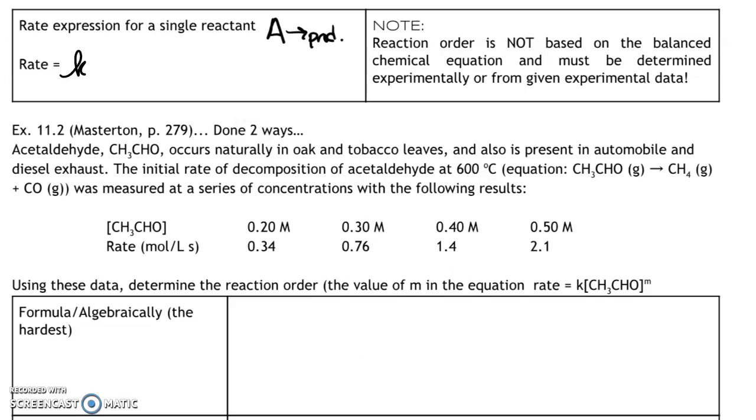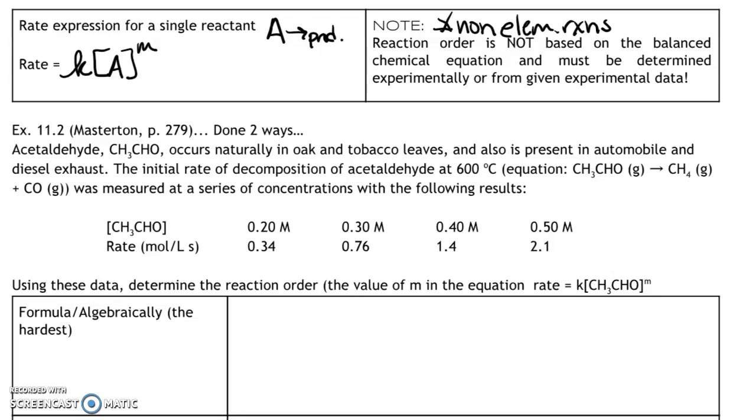So the rate is a lowercase k. Notice that this is not capital K, so it's not the equilibrium constant or anything like that. It is a rate constant, lowercase k. And that's going to equal the concentration of the reactant raised to some power, which is going to represent the order of the reaction. The reaction order is not based on the chemical equation, and you have to determine it experimentally. And this is going to be specifically for non-elementary reactions.